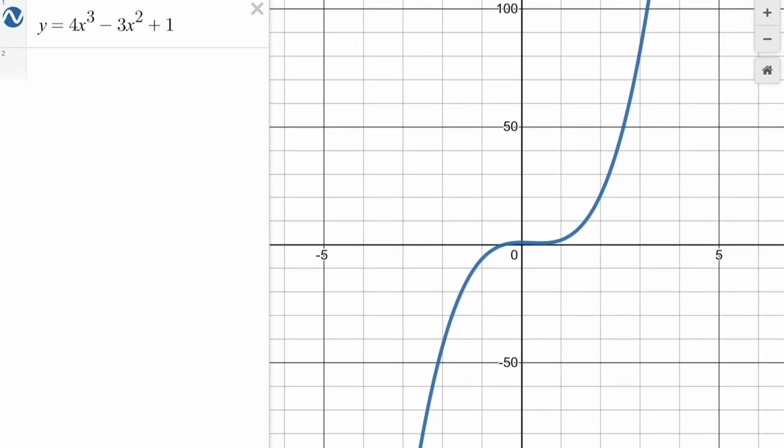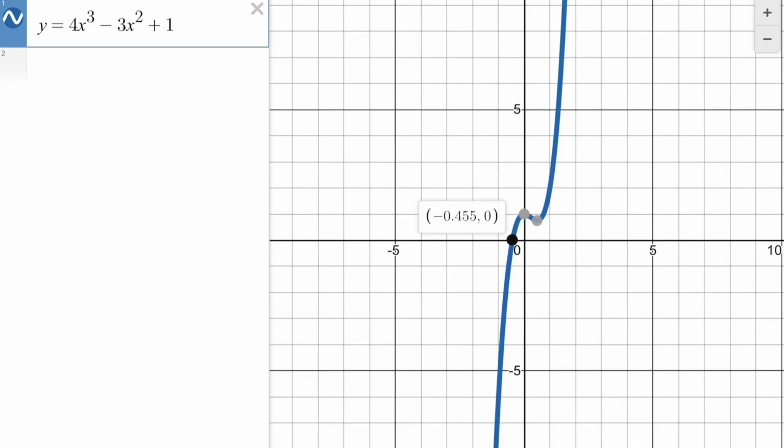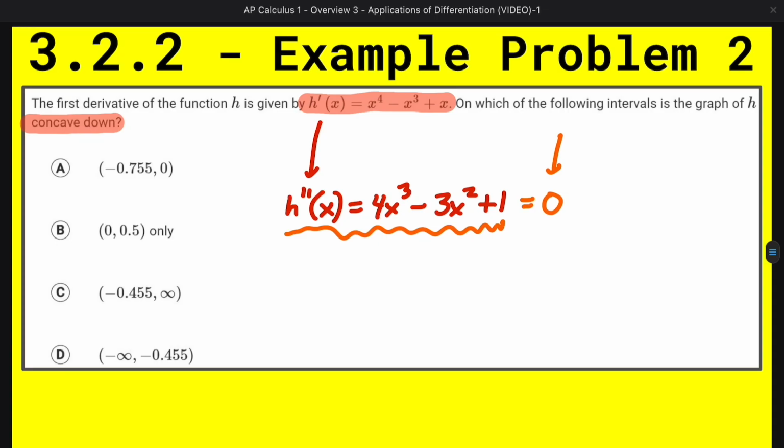So let me zoom out really quick on this. It looks like the second derivative is equal to 0 right there at negative 0.455, and it's negative anywhere before that. So that means the second derivative is negative from negative infinity to that negative 0.455. So if we go back to the original problem, that means that the answer would have to be D, negative infinity to negative 0.455.